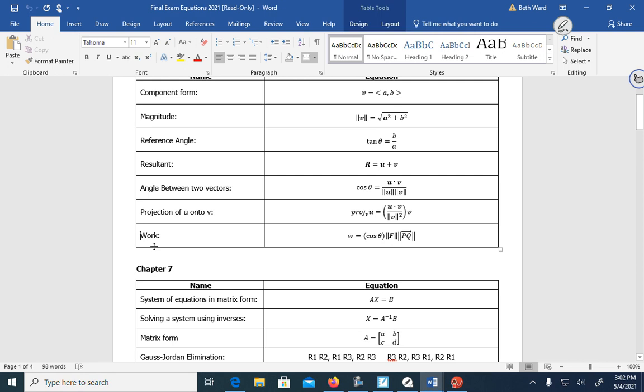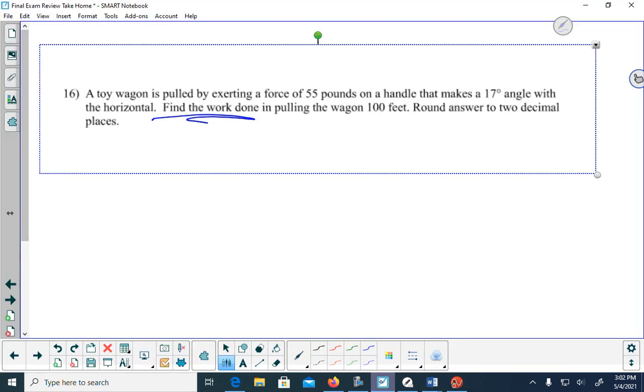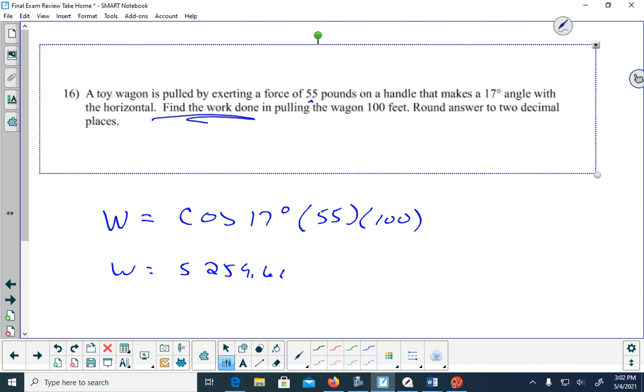I'm taking the cosine times the magnitude times the angle. So your work is equal to the cosine of 17 degrees times the 55 times the 100 feet. All you have to do is multiply them. That's all you have to do. It's really that simple. And when I put all those numbers in my calculator, I get 5,259.68, and my units are foot-pounds.